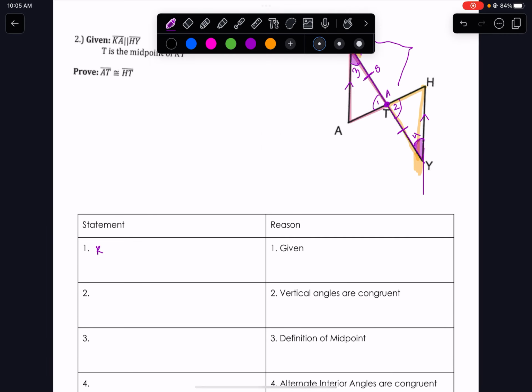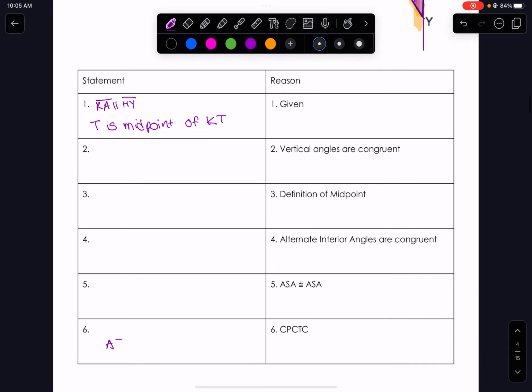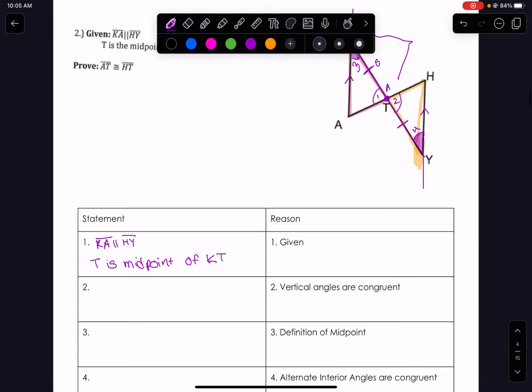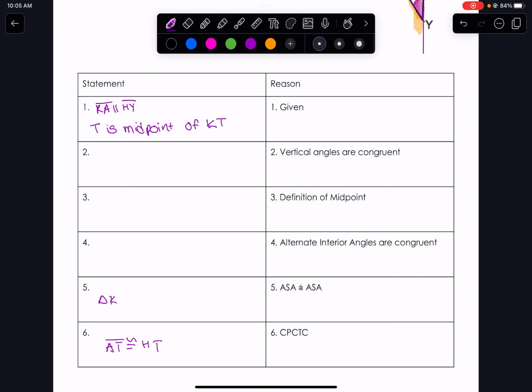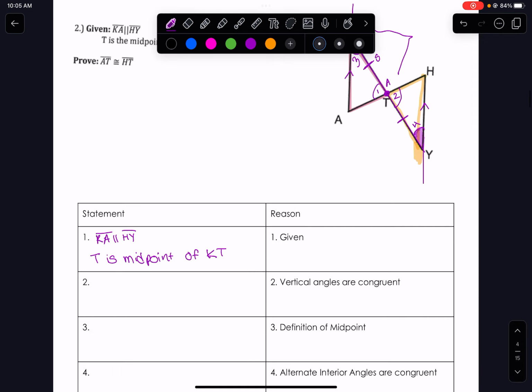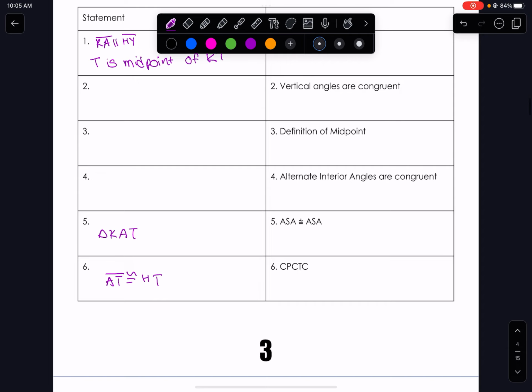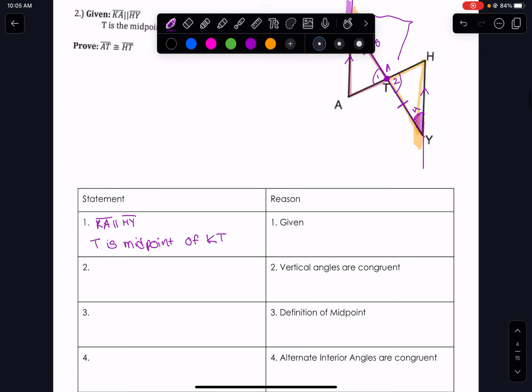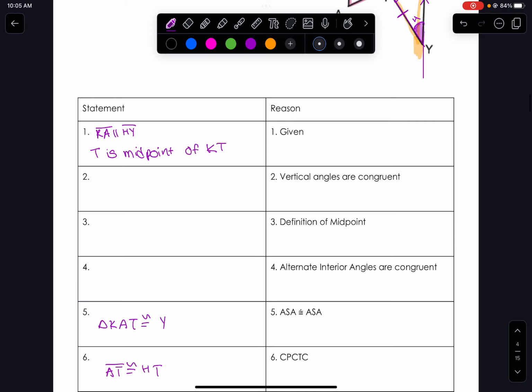Write your given statement. KA is parallel to HY. T is the midpoint of KY. I can write my proof statement because I know before CPCTC I have to prove the triangles are congruent. So I can even say KAT is congruent to YHT.